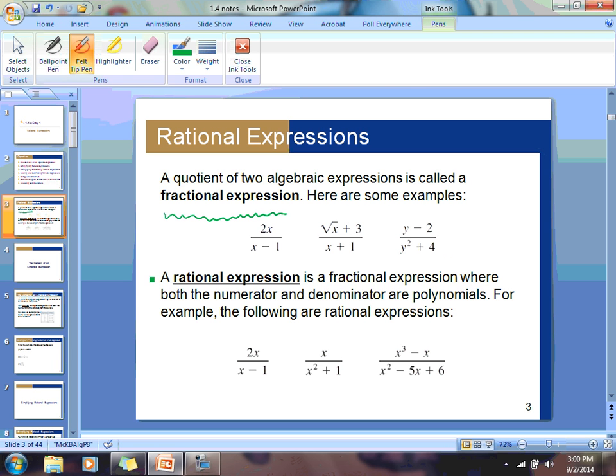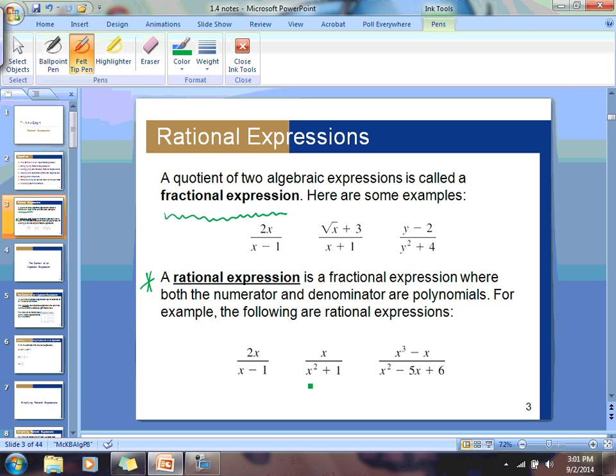So that, again, is just another fractional expression. But a rational expression is what we're going to be simplifying today. This is where the numerator and the denominator are polynomials. And we want to ideally be able to factor so that we can simplify them down further. Now this first one here, 2x over x minus 1, is the same as the one up above. But again, it's a monomial over binomial. It's as simplified as it can get, so it's still a rational expression.